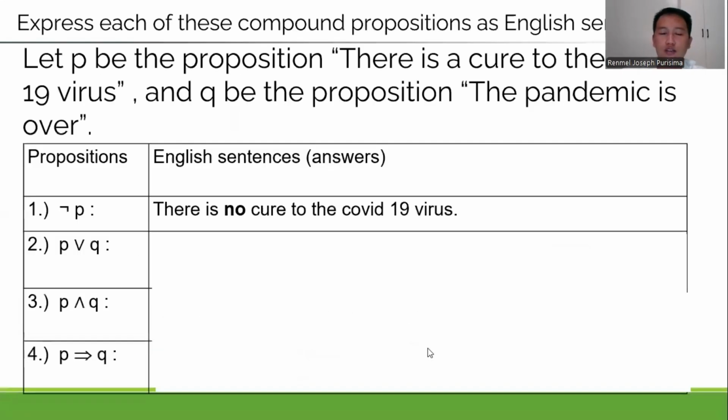So in this case, this would be your task, and you will be doing this on paper and passing it to me during our face-to-face session. Okay, so we have P with the proposition, there is a cure to the COVID-19 virus, and Q with the proposition, the pandemic is over. The propositions are the negation of P, for example, there is no cure to the COVID-19 virus. So you will be doing that at home.